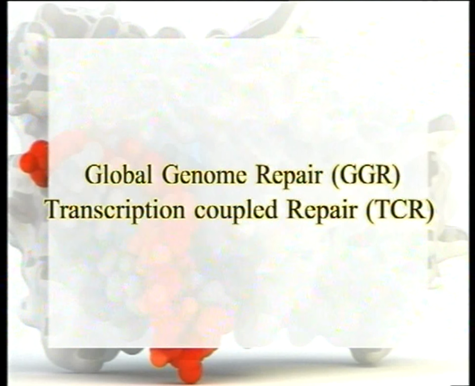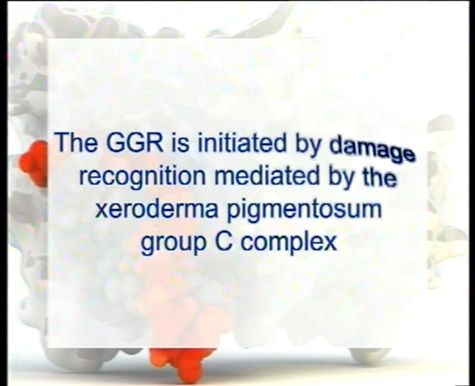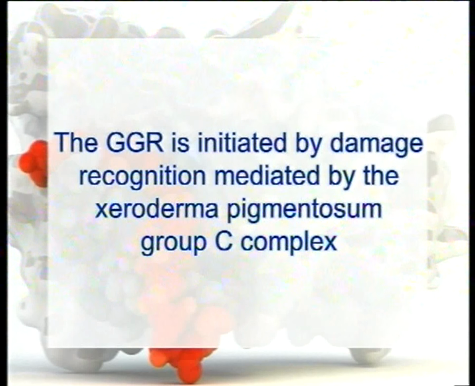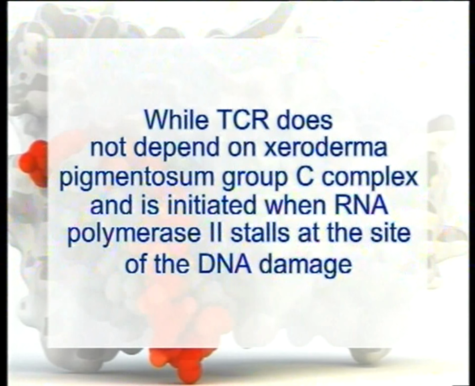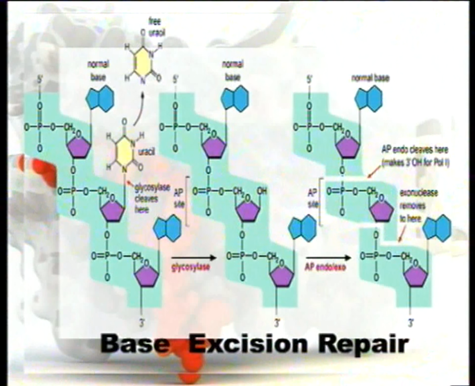abbreviated as TCR. While GGR repairs DNA damage over the entire genome, TCR is sensitive to the transcribed DNA strand in expressed genes. The global genome repair is initiated by damage recognition mediated by the xeroderma pigmentosum group C complex, while TCR does not depend on xeroderma pigmentosum group C complex and is initiated when RNA polymerase II stalls at the site of DNA damage.